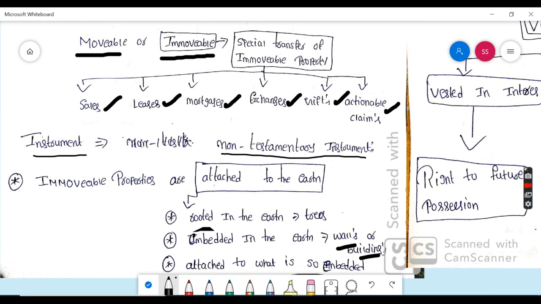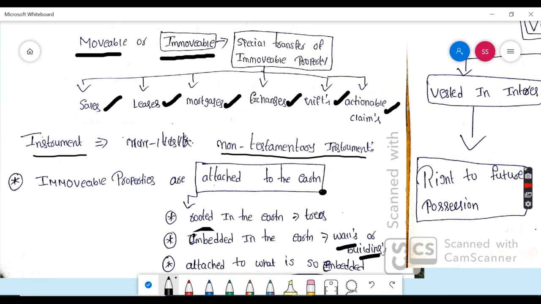And then immovable properties are attached to the earth. Movable properties we know, which can be easily moved from one place to another, and those definitions we will see later. Anyway, it is not defined in this chapter. But what are immovable properties? They keep on using the phrase attached to the earth. Immovable properties are attached to the earth.